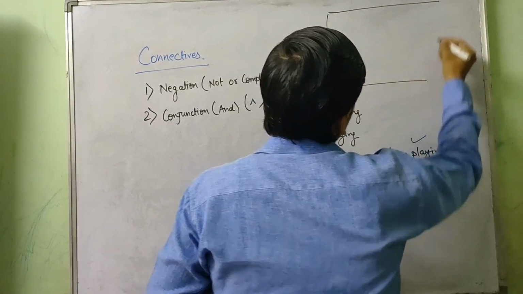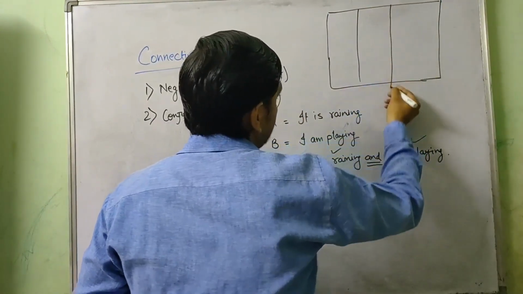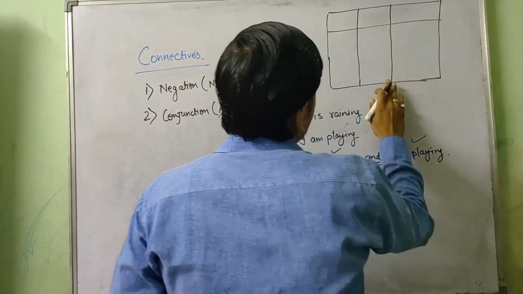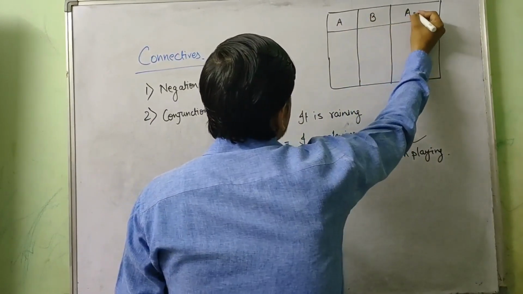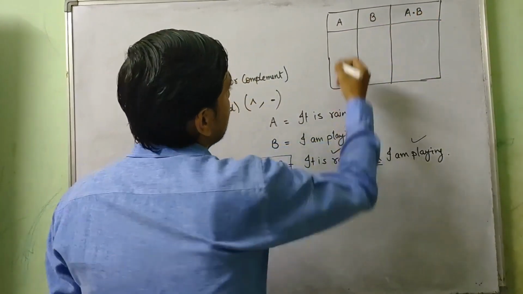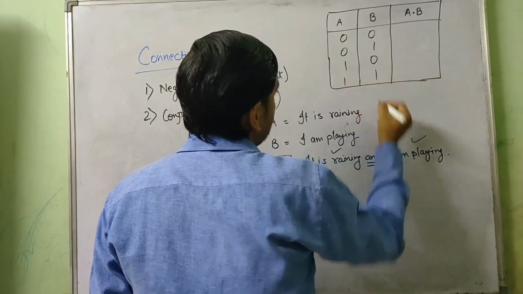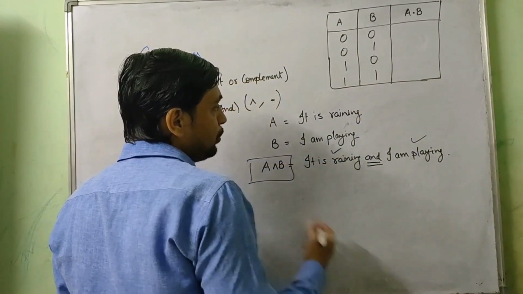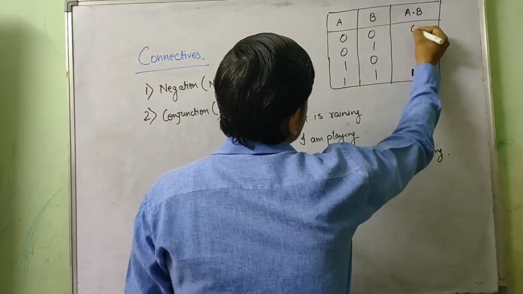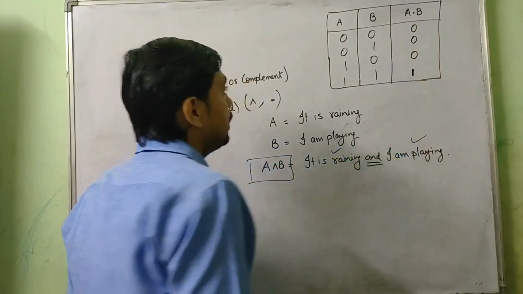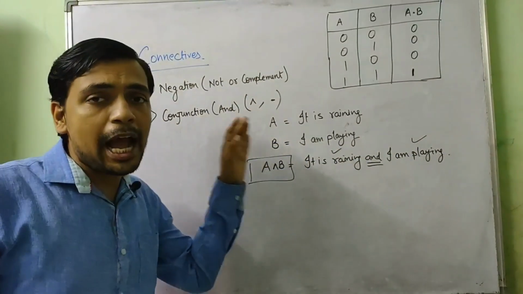Because there are two propositions, there will be two input variables for them, and there will be one output. The input variables are A and B, and the output will be represented as A and B. The possible combinations are 00, 01, 10 and 11, and we know AND will return true when both of them are true. There is only one case when both of them are true, so for the rest of the cases it will be false. This is the truth table representation for a conjunction operation, or an AND operation.